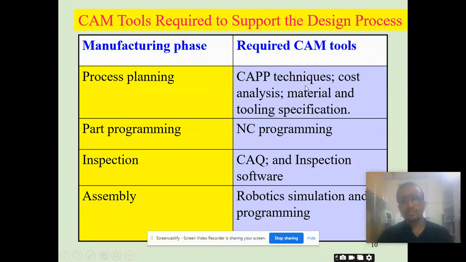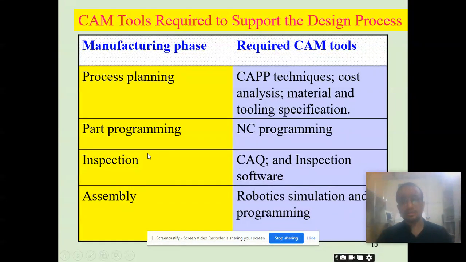Now, typically, what CAM tools are required to support the design processes? In the process planning, we require the CAPP techniques. What is CAPP? CAPP is nothing but computer aided process planning, to understand the requirement of cost analysis, material, and tooling specification. For part programming, we require NC programming. For inspection, we require CAQ, computer aided quality control, and inspection software. For assembly, we require robot simulation and programming.